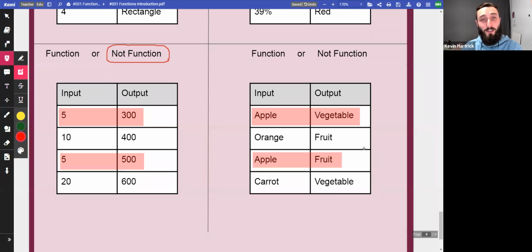Now, is apple a fruit or a vegetable? I don't even remember. But what I do know is it can't be both. So functions can only have one output. So I can't input an apple and get vegetable and fruit. It has to be one of them, okay? It can't be 2. So this is not a function, all right?